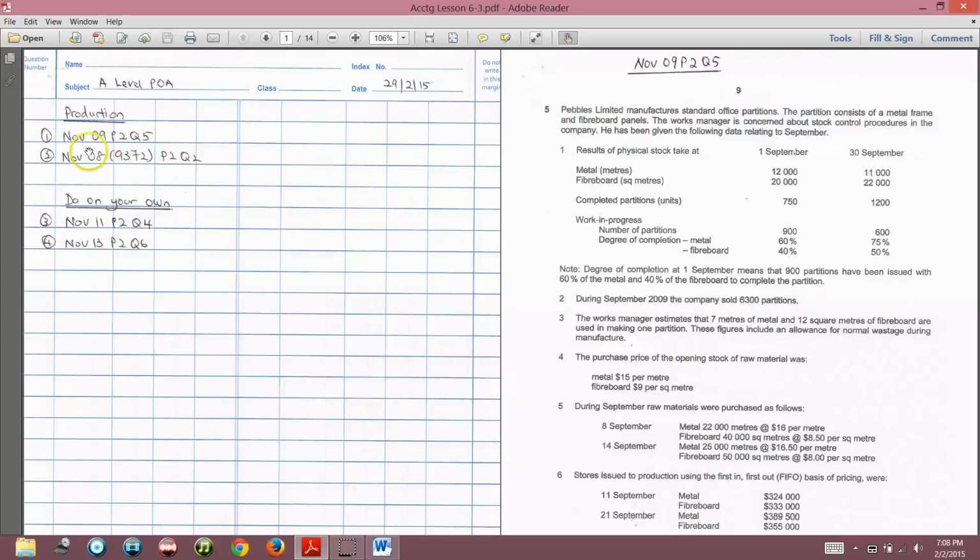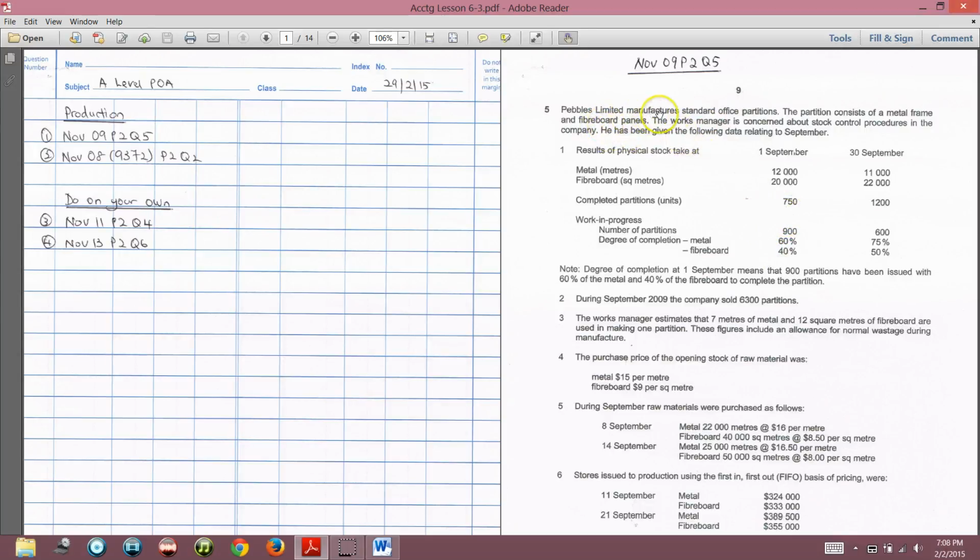Hi, in this lesson, I'm going to show you how to do this question. This one, number one, 2009 paper 2 question 5, and this 2008 paper 2 question 2. And then you will have to redo all these 4 questions on your own later on. This 2009 paper 2 question 5 is quite difficult.